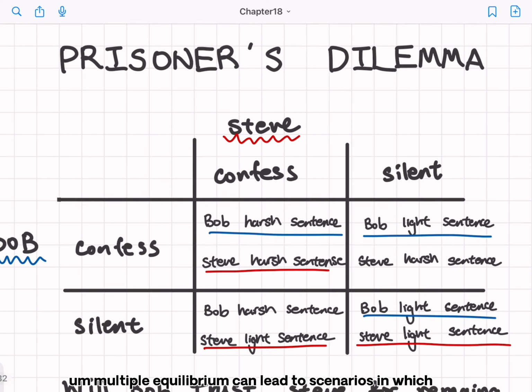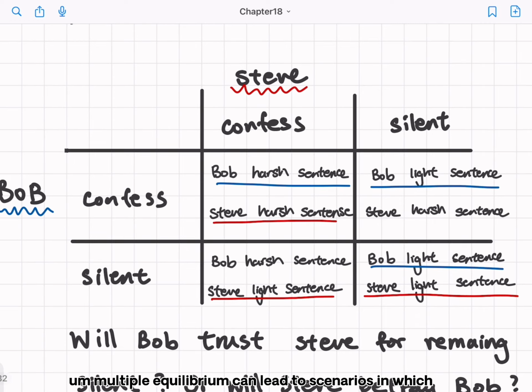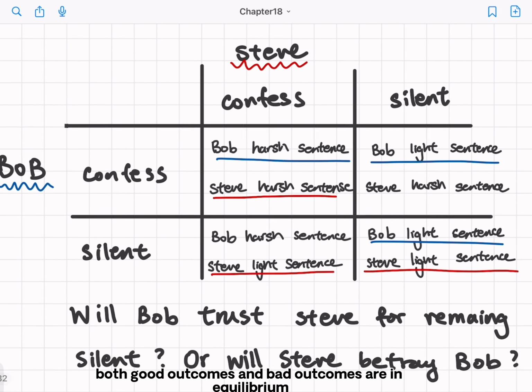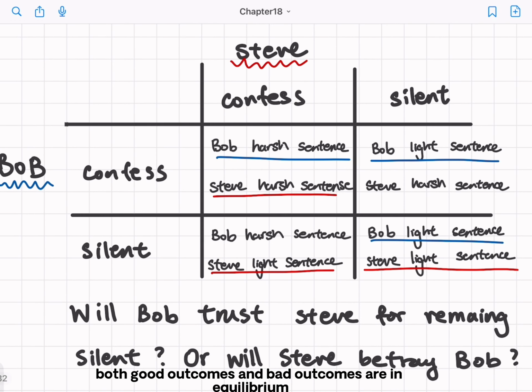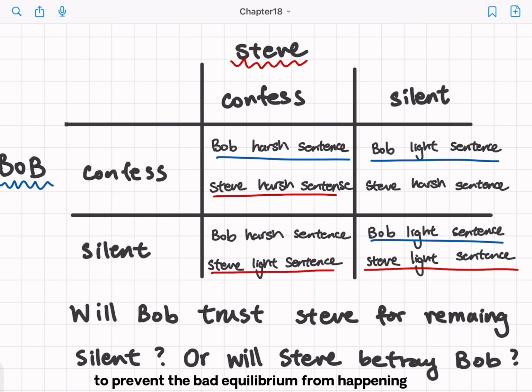However, multiple equilibria can lead to scenarios in which both good outcomes and bad outcomes are in equilibrium, and it is hard to prevent the bad equilibrium from happening. In the prisoner's dilemma situation, the best outcome is for both to remain quiet. But will one betray the other for the goods? If both players are doubting each other, they would try to confess and push all the harsh punishment on the other, which will lead to the worst outcome.